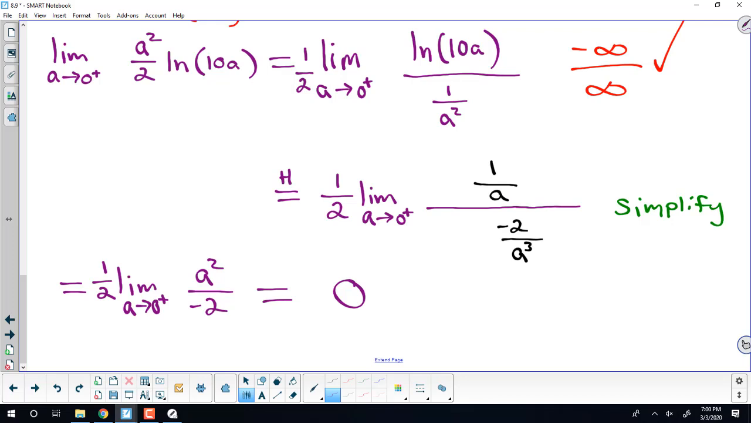Any questions on that? So like I said, if you're not familiar, you forgot L'Hopital's rule, you've got to look over that. In chapter 10 and 11, it comes up again.